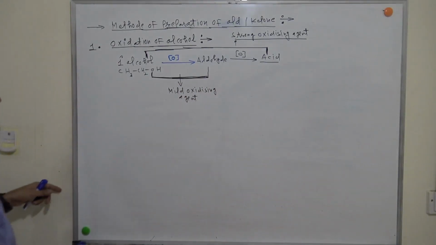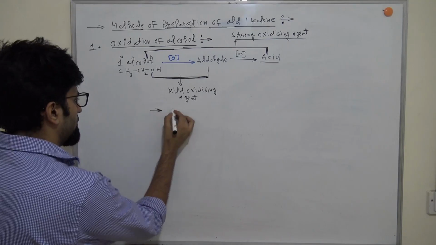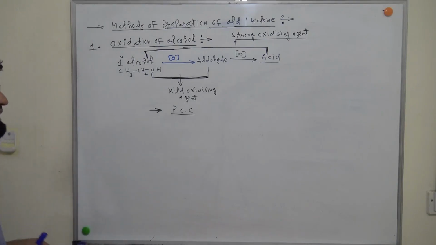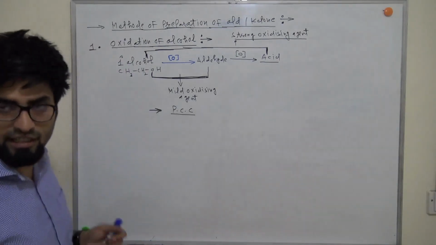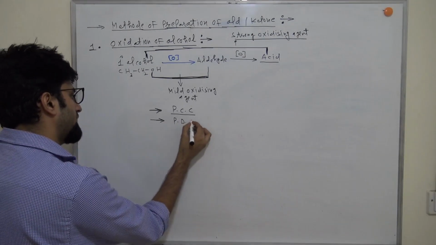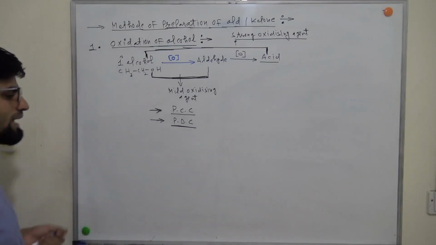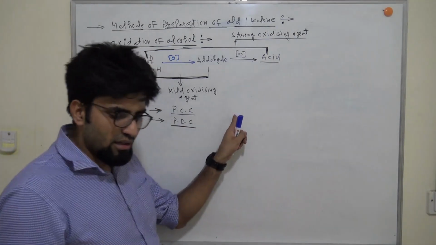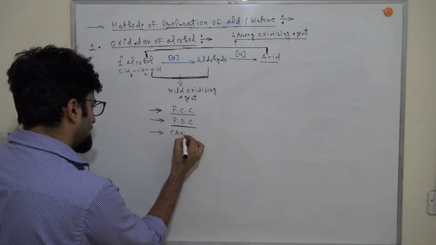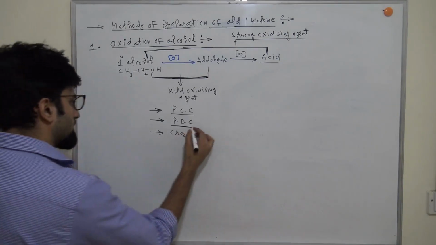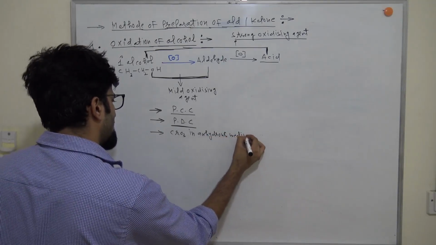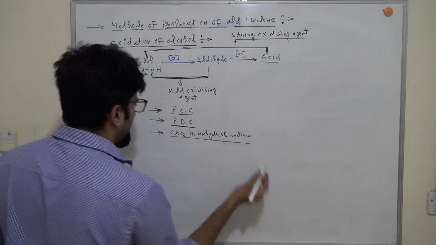So let me give you the list of mild oxidizing agents that we will use. One is PCC, pyridinium chlorochromate. Maximum times they will write it in this form only, PCC. Then we have PDC, pyridinium dichromate. This is pyridinium chlorochromate and this is pyridinium dichromate, right? And then we have CrO3 in anhydrous medium, chromium trioxide in anhydrous medium.